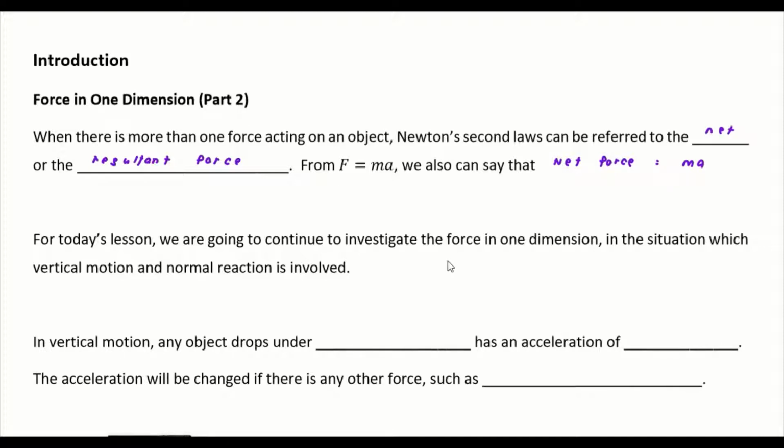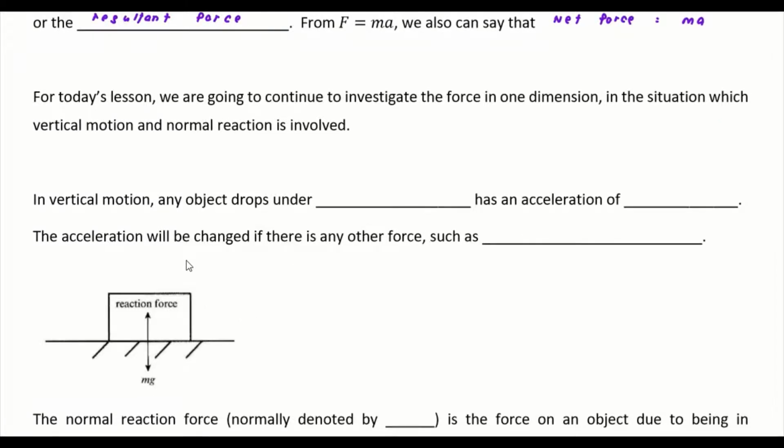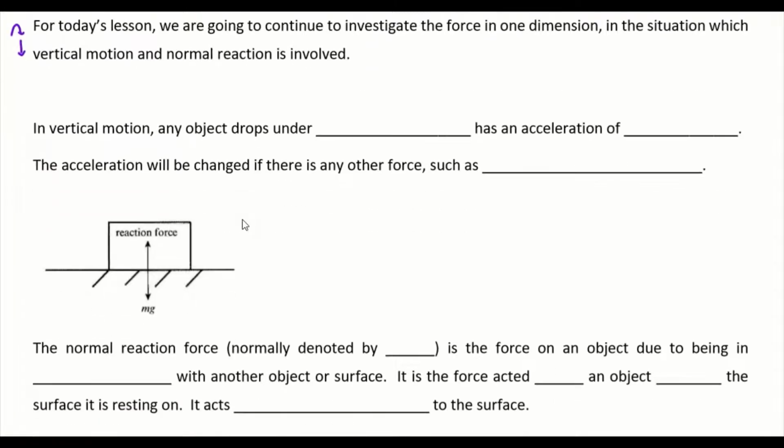The force in one dimension that we looked into in the previous lesson was horizontal motion. For example, you combine the forces when you drive the car and you brake the car, and then you find the new acceleration. It is the same idea for today's lesson, but the situation we will be looking at is vertical motion, like free fall, or throwing something upwards and it falls down, things like that. After that, the normal reaction. Just some recap.